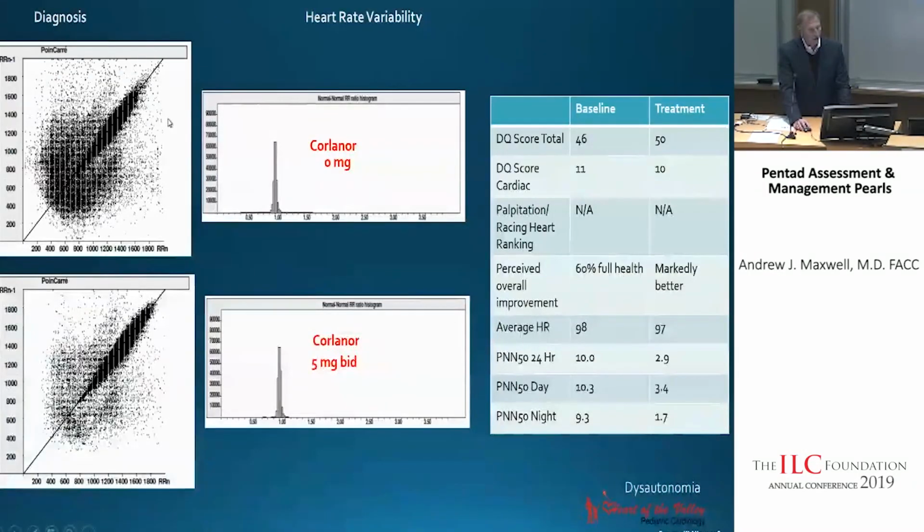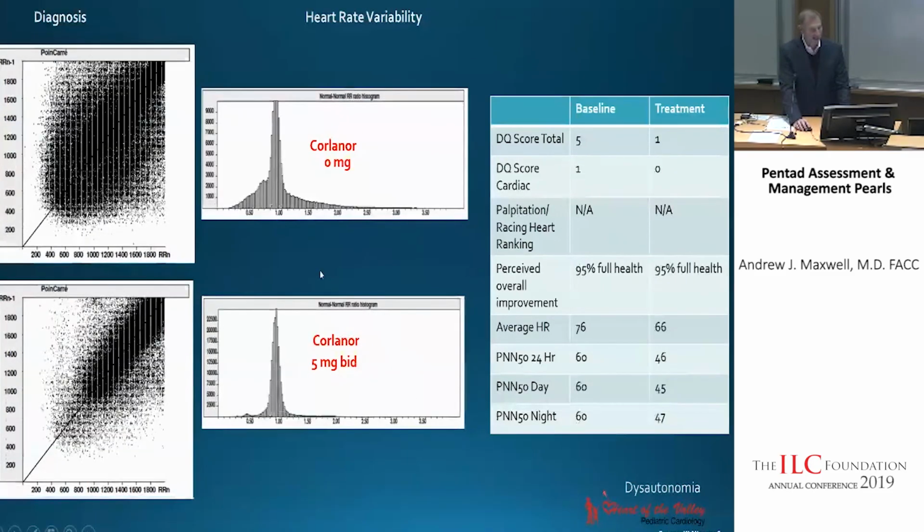And here's Corlinor, before and after Corlinor. And here's this heart rate average. It went from 98 to 97. Patient felt a heck of a lot better. They stopped complaining of palpitations, but their heart rate average over 3 days went from 98 to 97. And you can even look at their highs and lows, and it didn't change all that much.